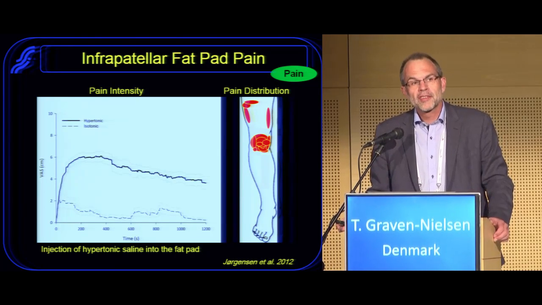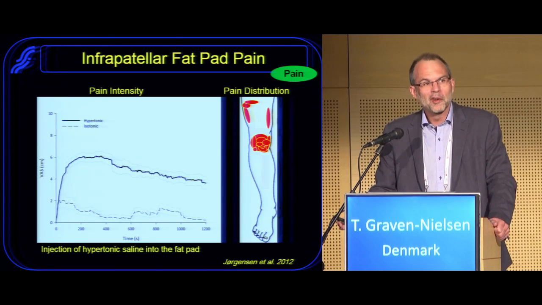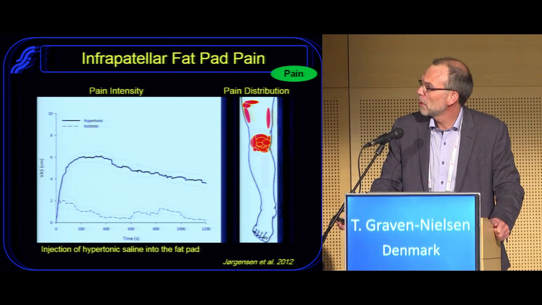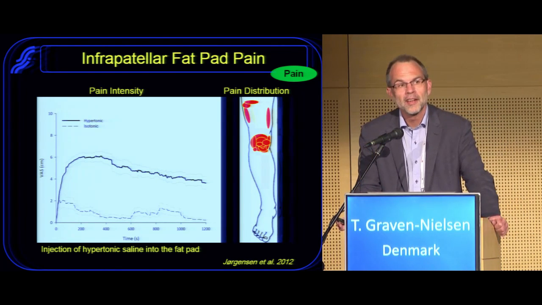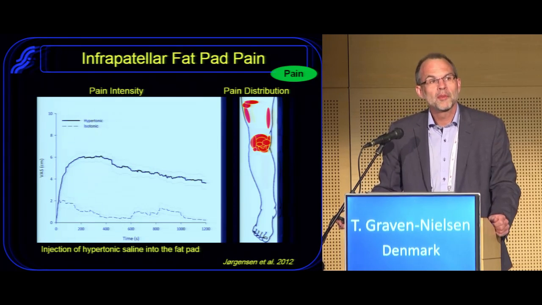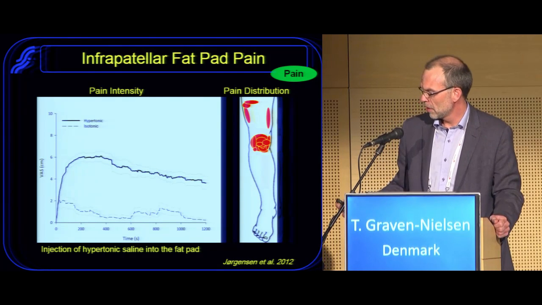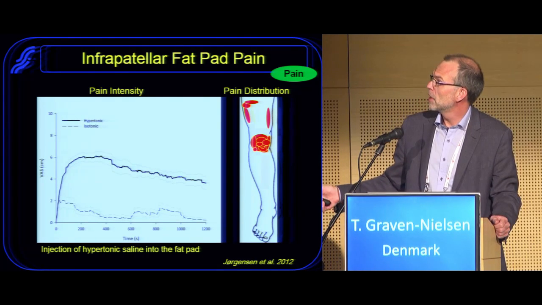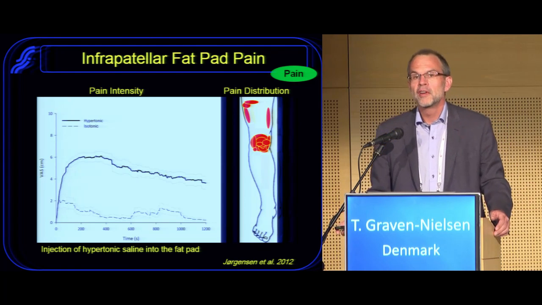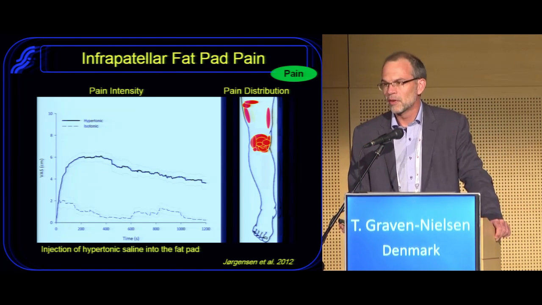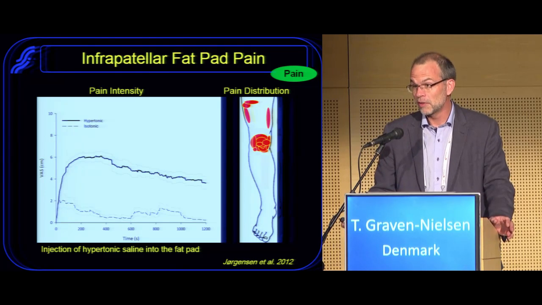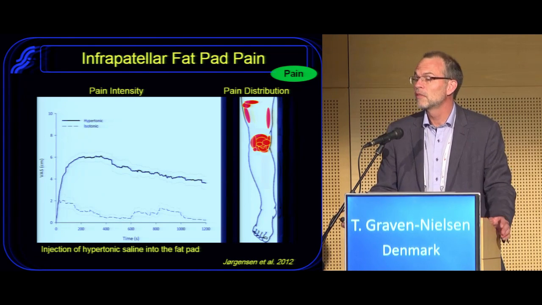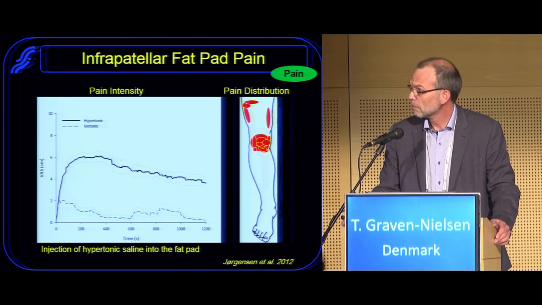Other structures can also give either localized pain or referred pain. Here you have a structure, the infrapatellar fat pad, in healthy subjects. When we inject hypertonic saline into this structure, you see a very localized pain area. This may be very unique to the knee joint, because this is also a very typical manifestation of the pain from osteoarthritis patients, that it is relatively localized.